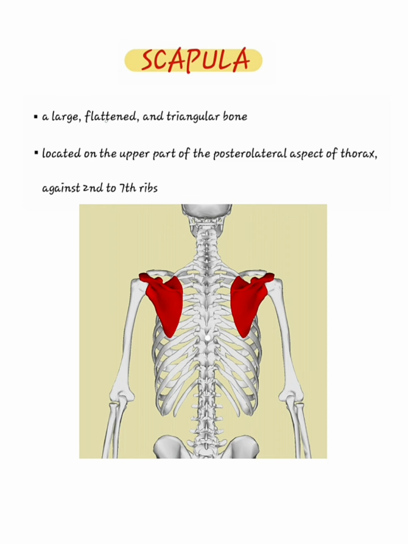It is a large, flattened and triangular bone. You can see it is triangular. It is located on the upper part of the posterolateral aspect of the thorax, against the second to seventh ribs.